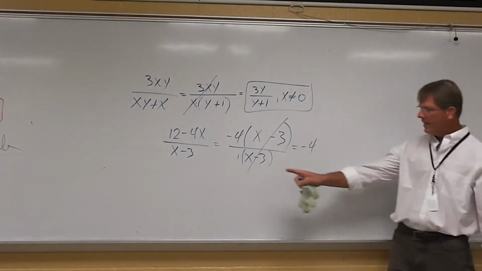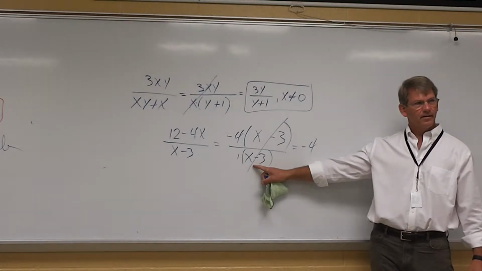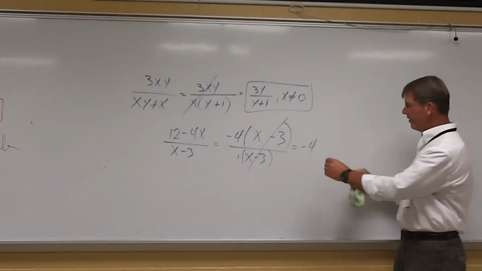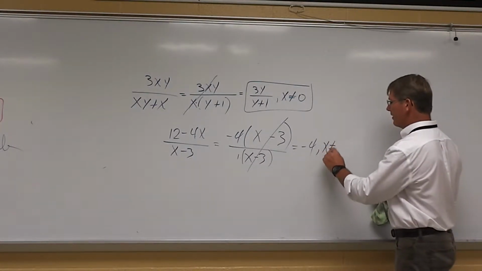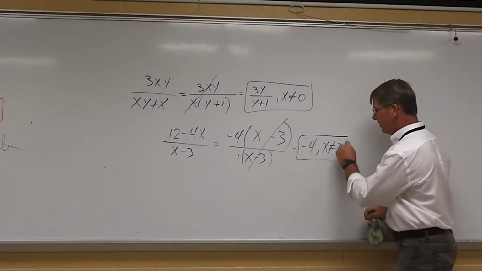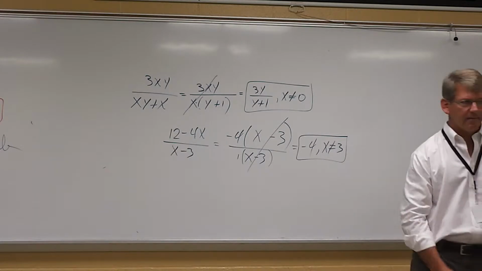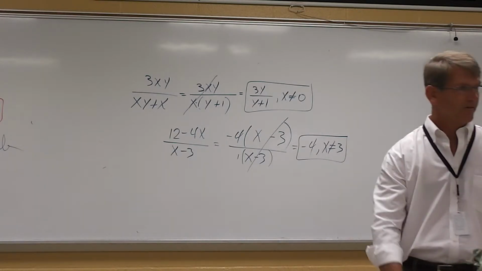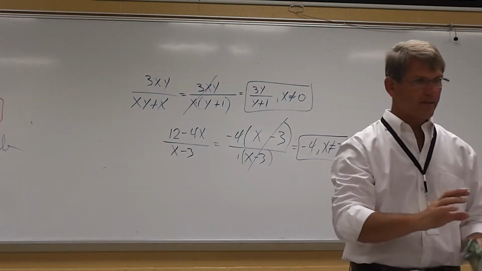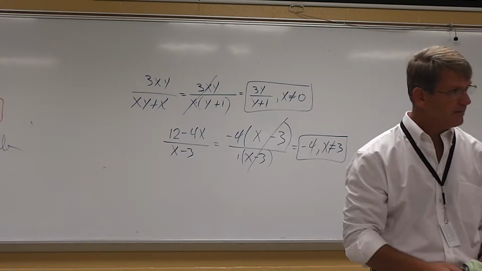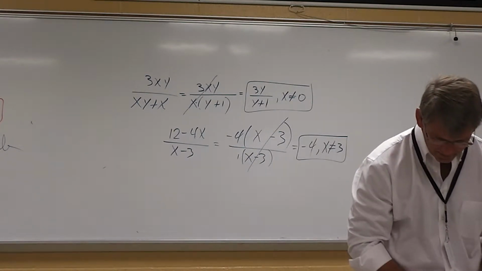Michael, what number could x not be right here? 3. So x can't be 3 here. That's the exclusion. Get the concept: factor numerator completely, factor denominator completely, divide like factors. That's how we do every one of these.